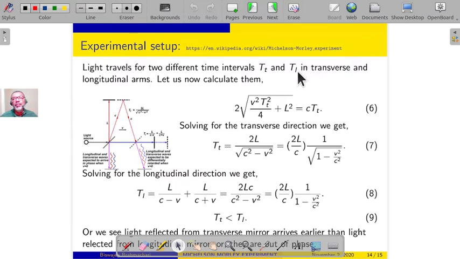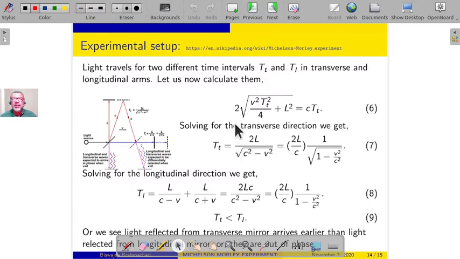So there are two times, T transverse and T longitudinal. If they are equal, then the central fringe will be a bright fringe because there will be no phase difference between this ray and that ray. But if TT and TL are different, then you can expect that the central fringe will not be a bright fringe. So there will be a fringe shift. Now we will see that according to Galilean relativity, these two times, TT and TL, are different.